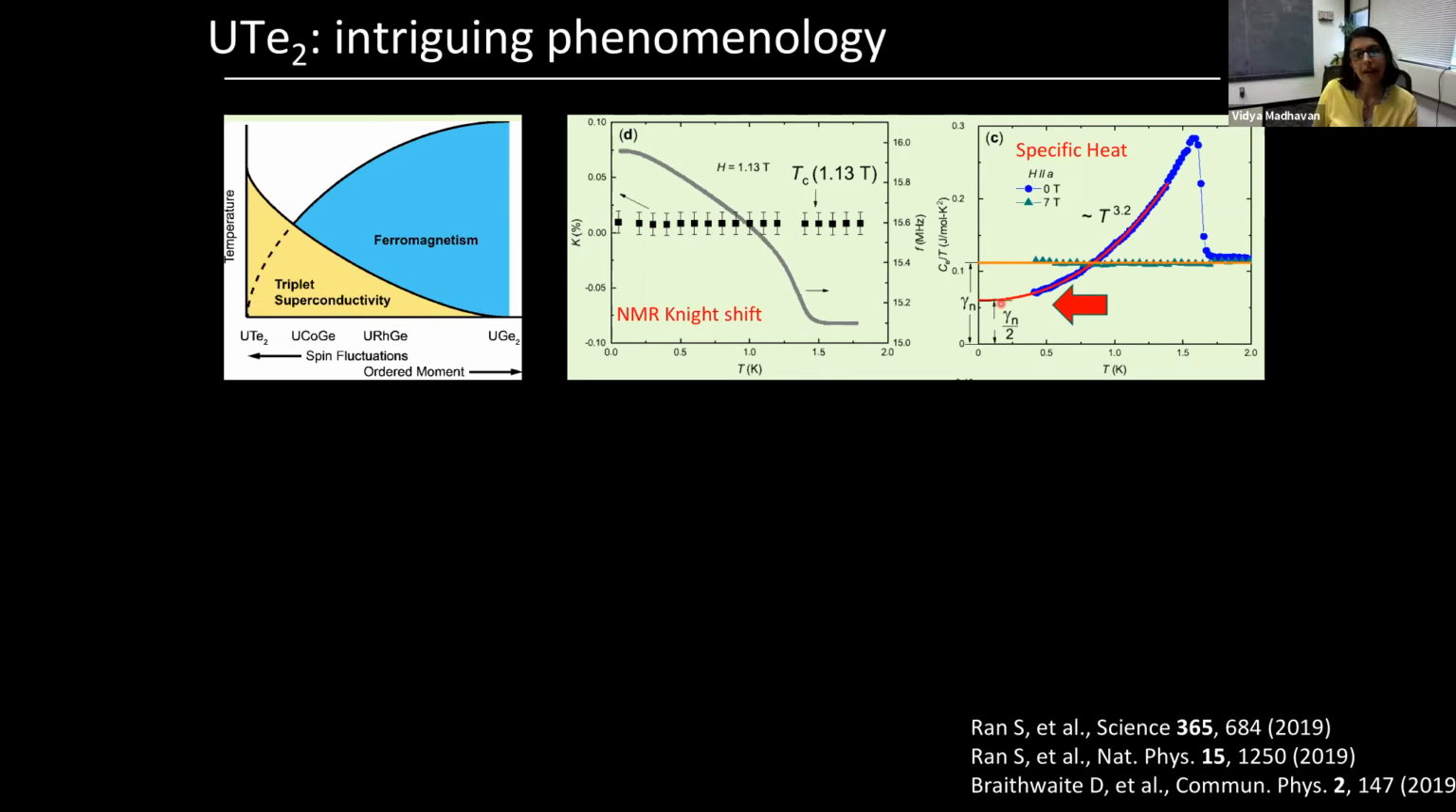Doesn't that also depend on the sort of triplet pairing? So there are many details here. For example, one thing that I have to mention here is that this was done in only one direction. You can ask, does the Knight shift show no shift in other directions as well? So there are lots of details, and also the exact form of the Knight shift temperature dependence does depend on the details of the pairing. But this very flat Knight shift across TC is a strong indication of triplet pairing. At least it's a first indication of triplet pairing. Yeah, all right, got it, thanks.